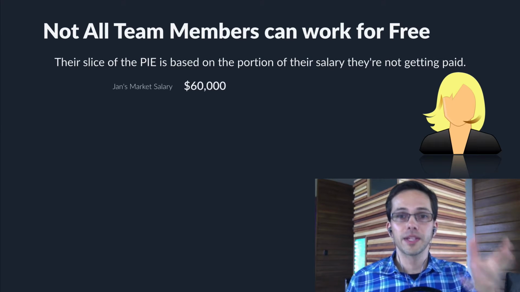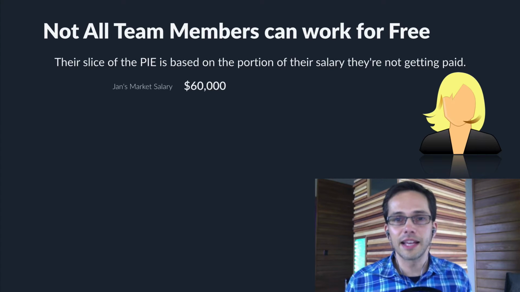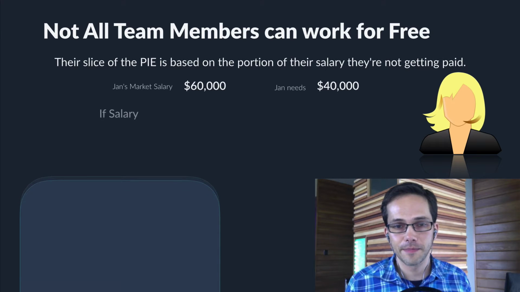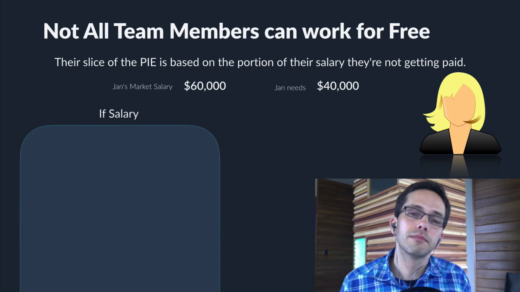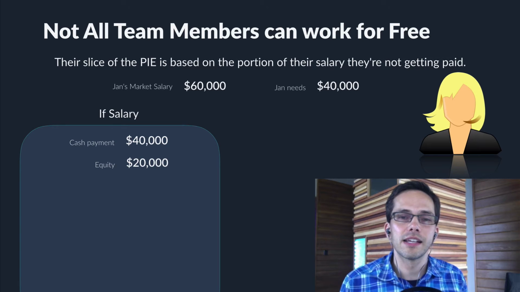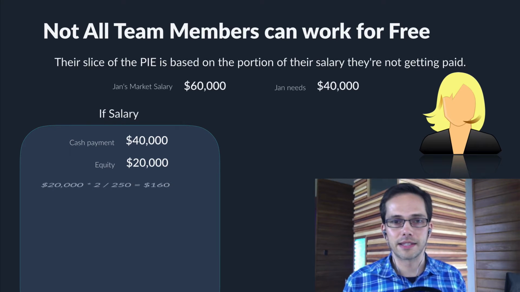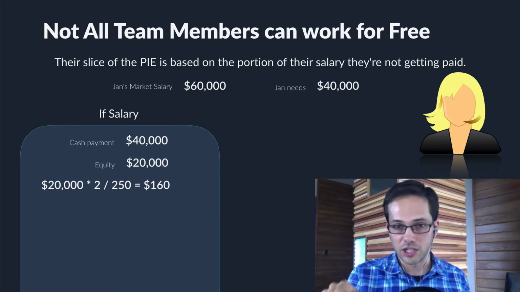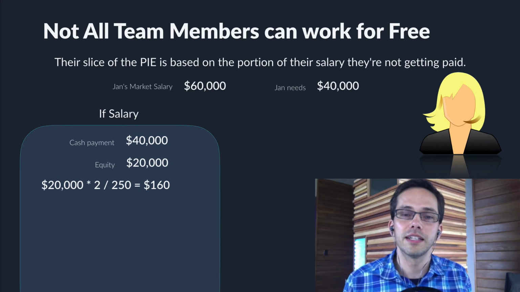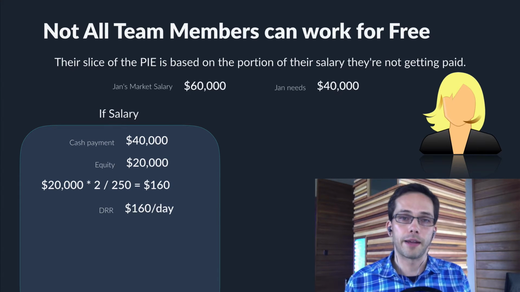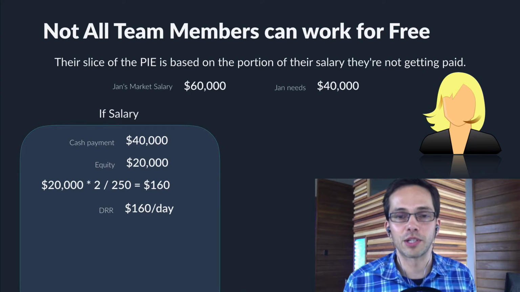So for example, let's say Jan's market salary is $60,000, but she really needs $40,000 to pay her bills. Well, if she's salaried, what I would do here is, of course, pay her $40,000 over a year. Equity, I need to calculate what she's going to get on a weekly basis. And so I use the daily resource rate calculation here, times 2 divided by 250, and that's 160. That's her daily resource rate for pie. So every day she works, she gets that much of the pie.